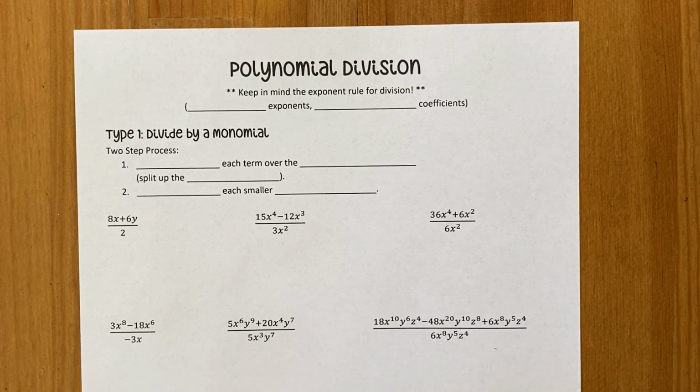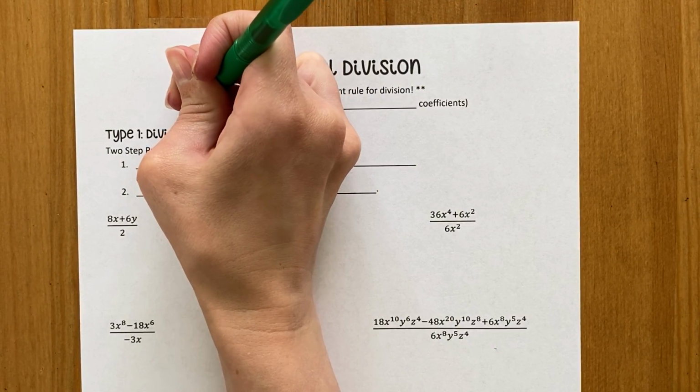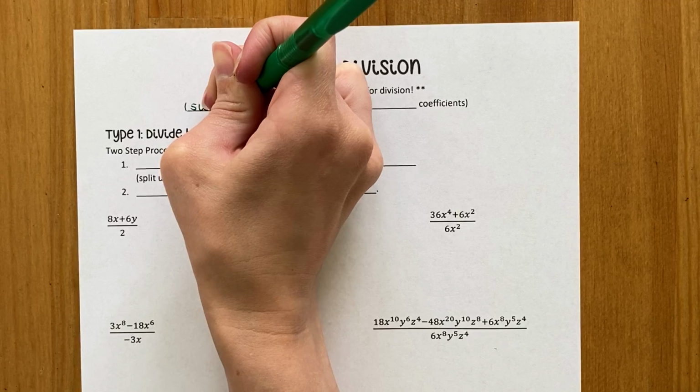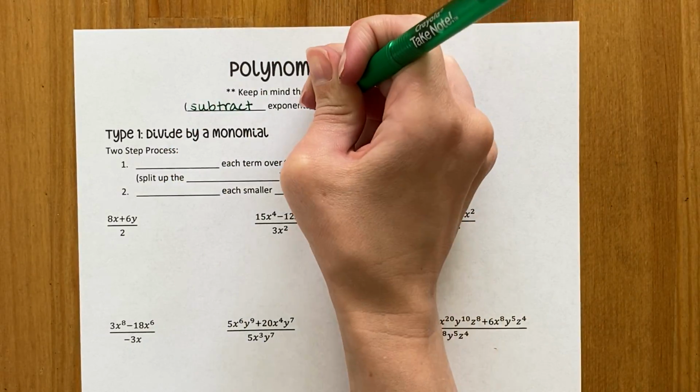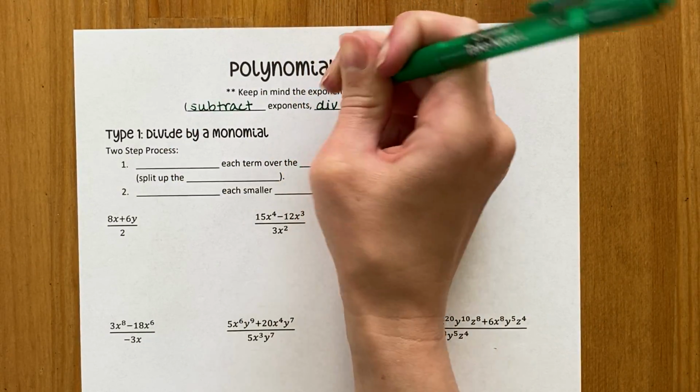This is the last of our videos about polynomial operations. On this one, we'll have to keep in mind our exponent rules for division. If you haven't checked out the exponent rule for division video, you should definitely do that before starting this lesson. So remember that rule is to subtract our exponents. And we're going to be dividing or reducing our coefficients.